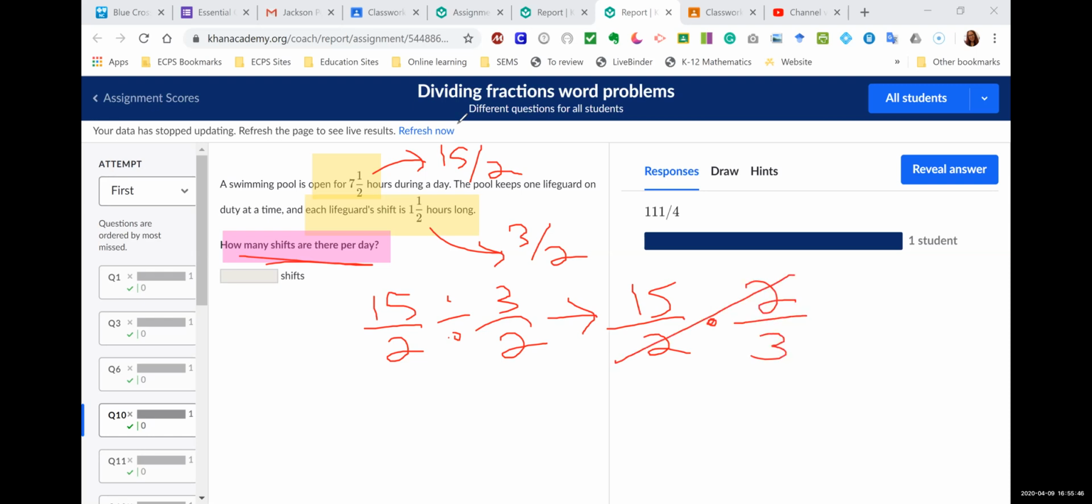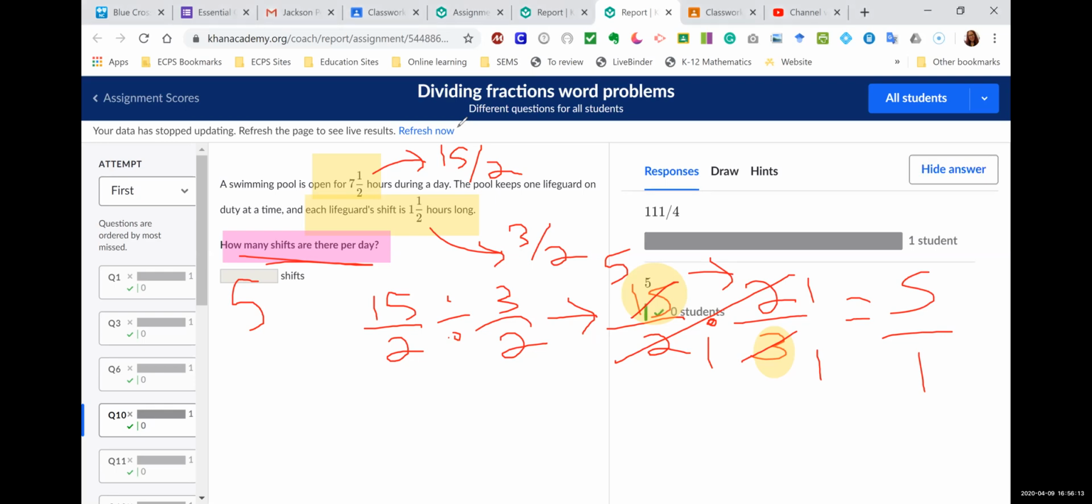These two cancel out, and 3 will divide into both 15 and 3. So 3 goes into itself once, into 15 5 times. And both of these are 1 now. So 5 times 1 is 5. 1 times 1 is 1. So there should be 5 shifts per day. If we were to reveal the answer, it confirms that right there.